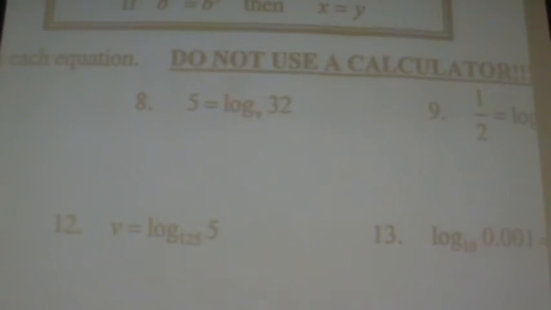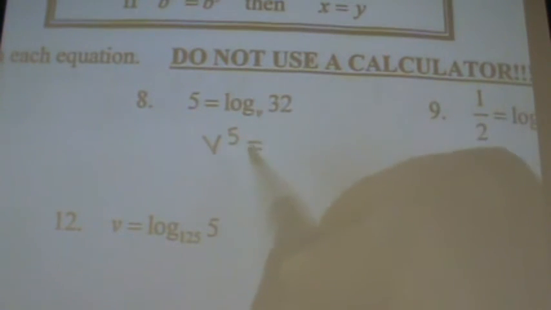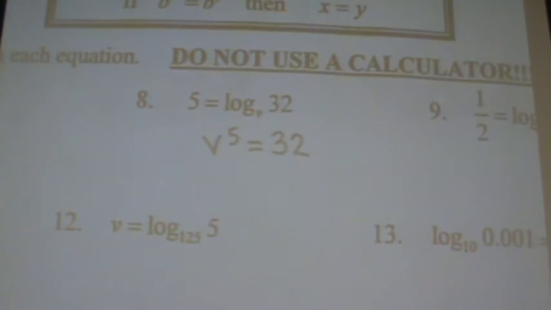How about number 8? How would you rewrite that in exponential form? V, some number multiplied 5 times is 32. Do you guys know what it is? 2. What is it? I heard 2. 2 to the 5th power, so V is 2.